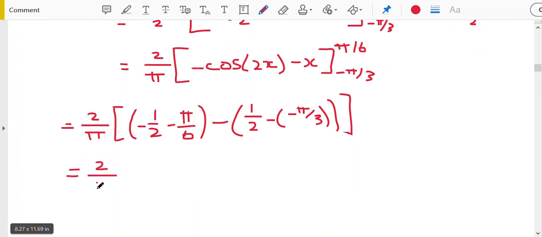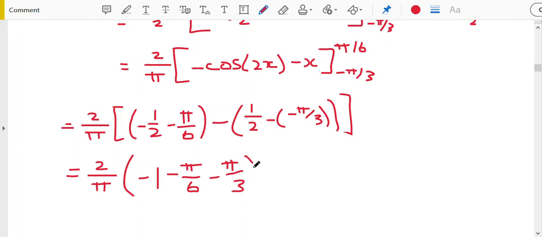So 2 over pi out the front. And we'll have, if we look here, we have negative a half. And if I expand the brackets here, I have negative a half. So I'll have negative 1. Take away pi over 6. And I have 3 negative signs here. So negative pi over 3 is positive pi over 3. But when I expand the brackets with the negative out the front, it will be a minus pi over 3. So I just need to clean all of this up here.